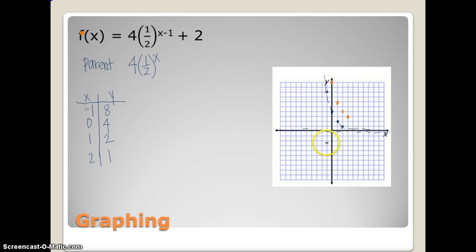Alright, our asymptote will go up 2. So it goes from y equals 0 to y equals 2. And we can connect our points to make our graph. And that's our graph of 4 times 1/2 raised to the x minus 1 plus 2.